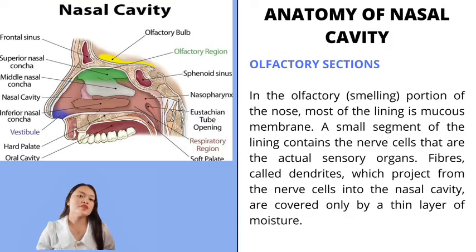Next is the olfactory section. So what is the olfactory section? In the green color of the image, as you can see, is the olfactory or smelling portion of the nose. Most of the lining is a mucous membrane. A small segment of the lining contains the nerve cells that are actually sensory organs. Fibers called dendrites, which project from the nerve cells into the nasal cavity, are covered only by a thin layer of moisture.